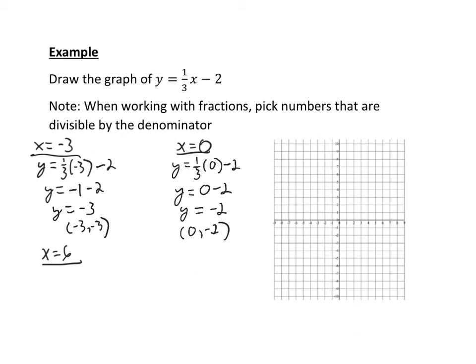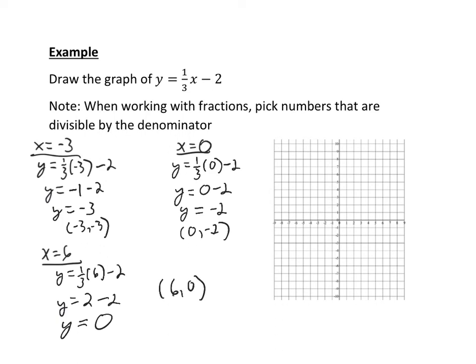x equals 6. We're going to plug that in. y equals 1/3 times 6 minus 2. We multiply the numerator and divide by the denominator. 1 times 6 is 6. Divide by 3. That is 2, minus 2. In this case, we get y equals 0. So there's another point, (6, 0).